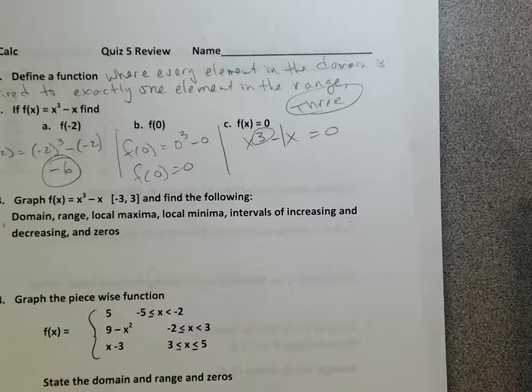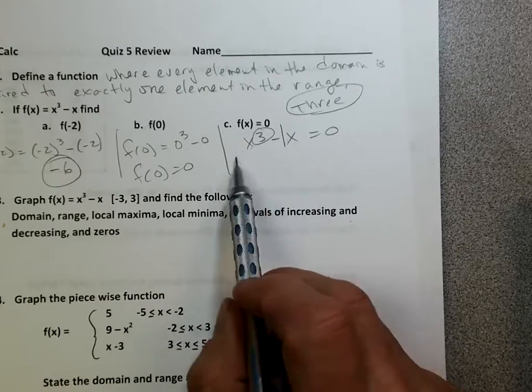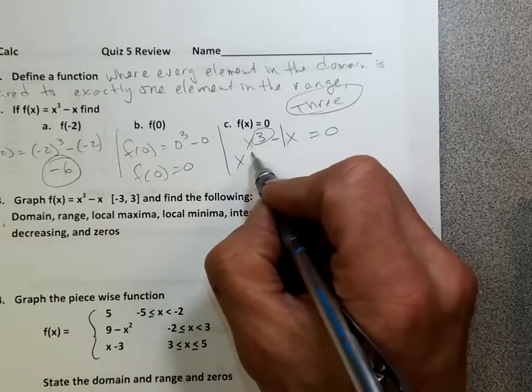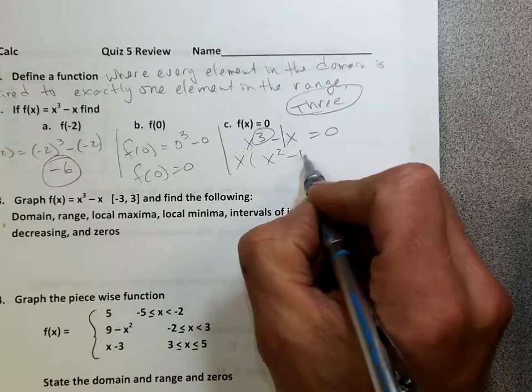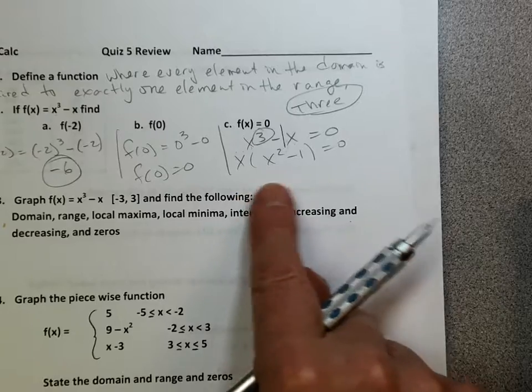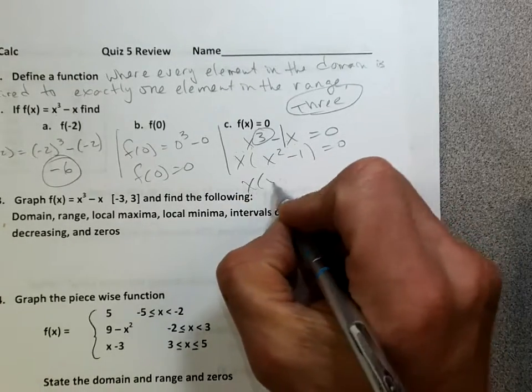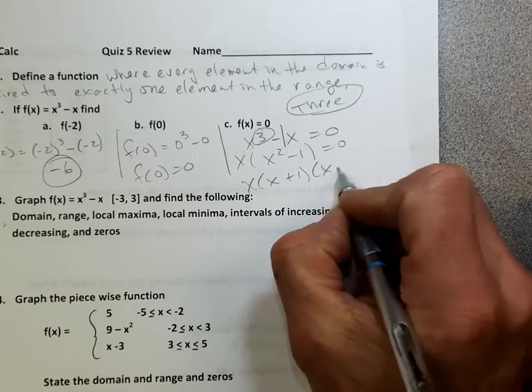So Carmen's like, how do I get 3 answers? Hey, do you remember how to factor? Anybody remember how to factor? What do they have in common? They have an x in common, right? If I take out the x, I have an x squared minus 1. Okay, right? And then what could I do from here? I could factor the x squared minus 1 into x plus 1, x minus 1.